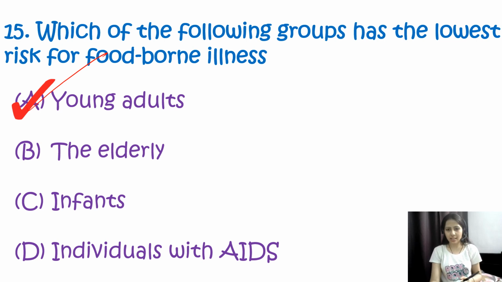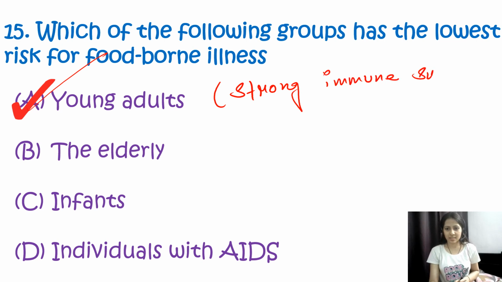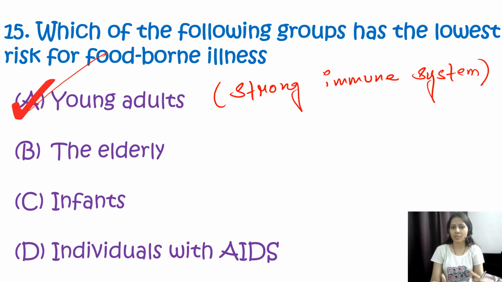Actually, these young adults have a stronger immune system. Strong immune system. And that is why they experience less severe complications with foodborne illness compared to the others. So over here the correct option is A.